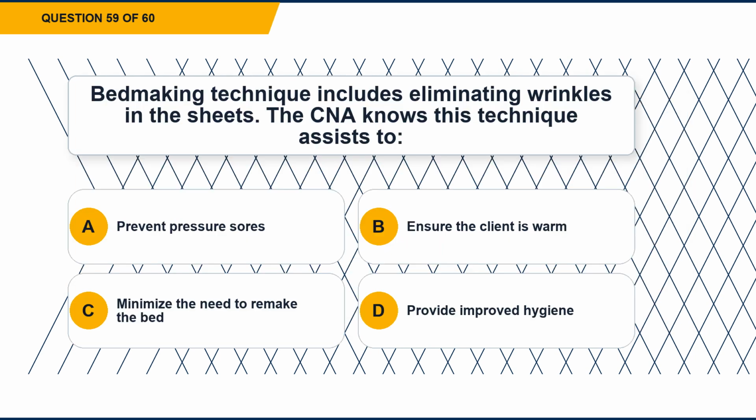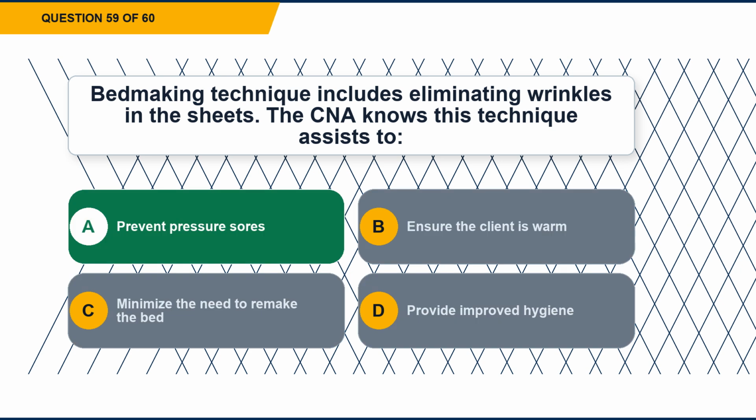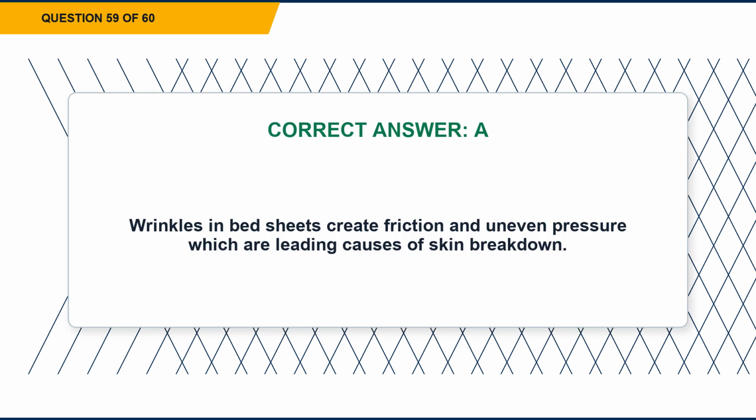Question 59. Bed-making technique includes eliminating wrinkles in the sheets. The CNA knows this technique assists to: Option A, prevent pressure sores. Option B, ensure the client is warm. Option C, minimize the need to remake the bed. Option D, provide improved hygiene. The correct answer is option A, prevent pressure sores. Explanation: wrinkles in bed sheets create friction and uneven pressure, which are leading causes of skin breakdown.